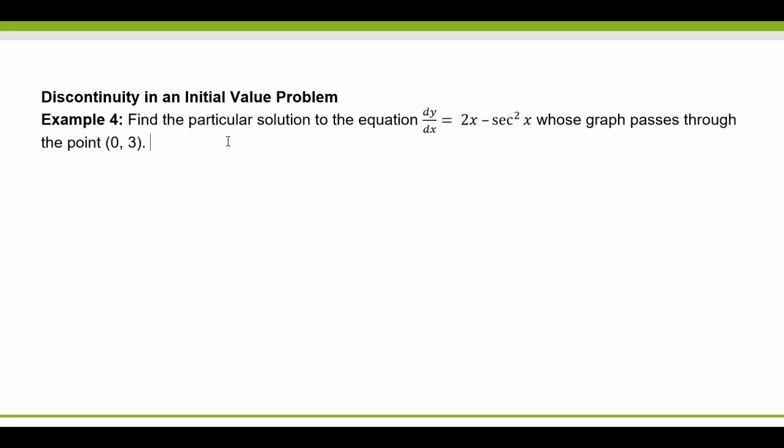So it says find the particular solution. So once again, if you see the word particular solution, you're thinking separation of variables. So we're going to put dy on the left. We're going to take 2x minus secant squared x.